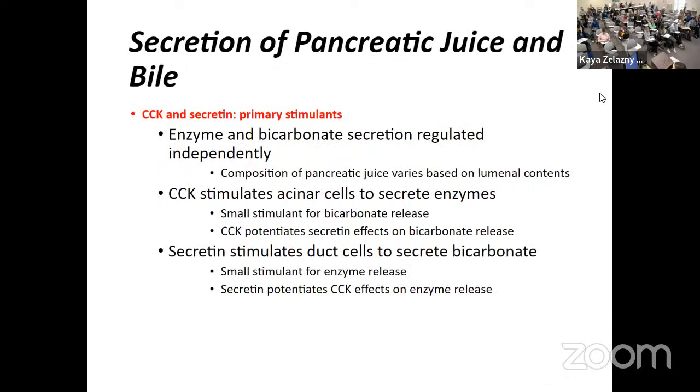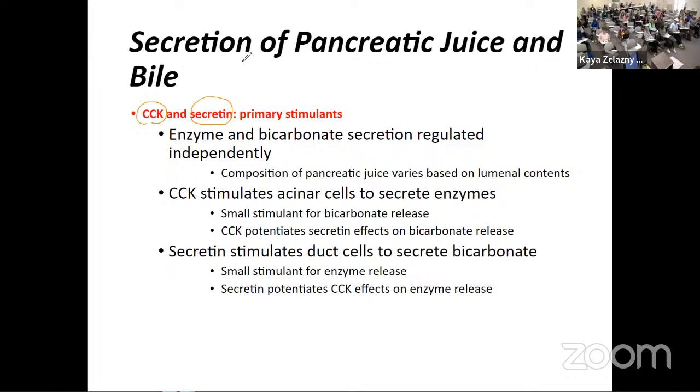Okay. So the main things we want to think about when we're thinking about the control of pancreatic juice secretion are something called CCK and something called secretin. That one, you know, it makes you secrete stuff. They called it secretin. I like that naming convention. That's very good. CCK, not so much.